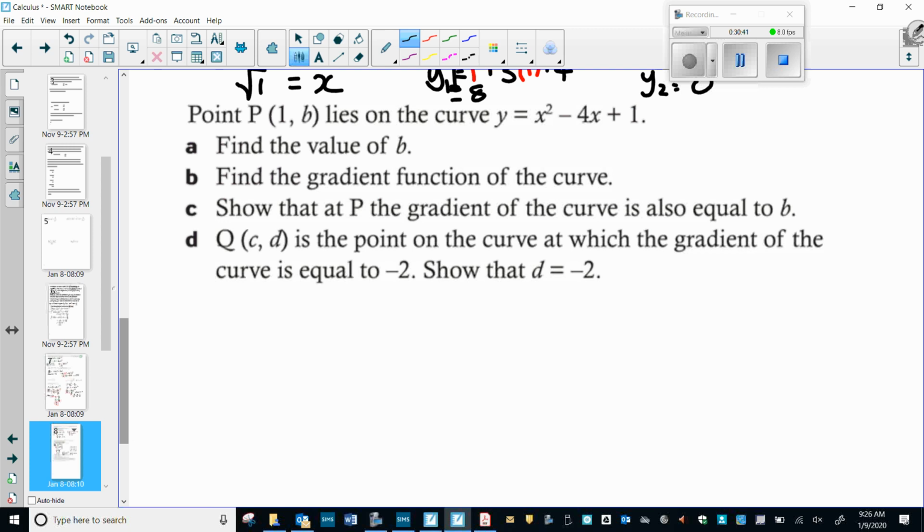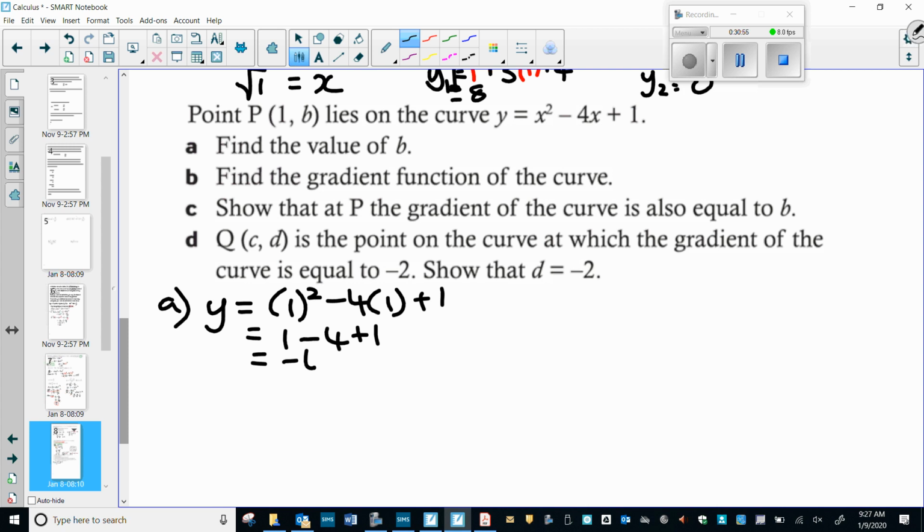Okay, we all good with that? So part A, we're going to substitute 1 into the expression. I've stopped using colour. Okay, so our y value is -2. Yes? I'm hoping that means yes. So b is -2.